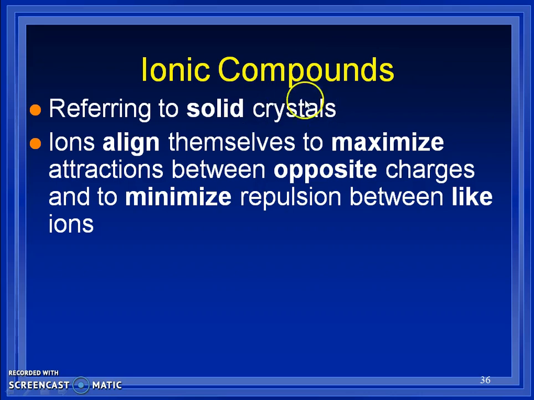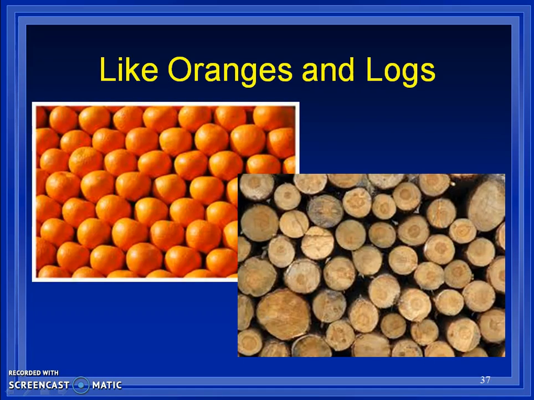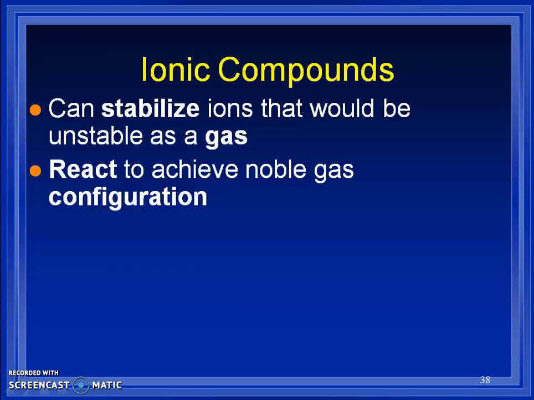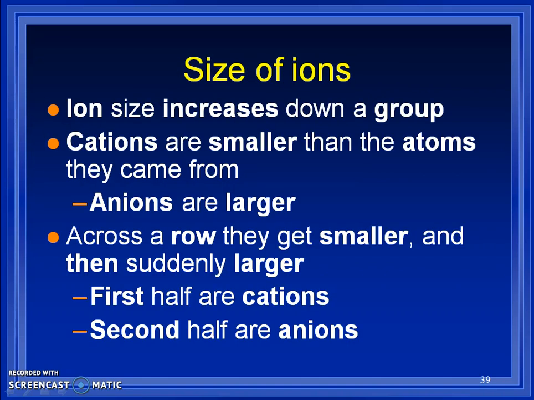Ionic compounds form these crystalline solids. They align themselves to maximize the attraction between those opposite charges, but also to minimize the repulsion between them. So just like oranges are stacked up nicely, or logs are stacked up nicely, they come together as close as they possibly can with not too many spaces in between, but they're maximizing their attraction and they're minimizing their repulsion. Now this is where lattice energy comes in. Ionic compounds can stabilize ions that would be unstable as gas. So we're actually going to think about ions in the gas form when we're talking about lattice energy.